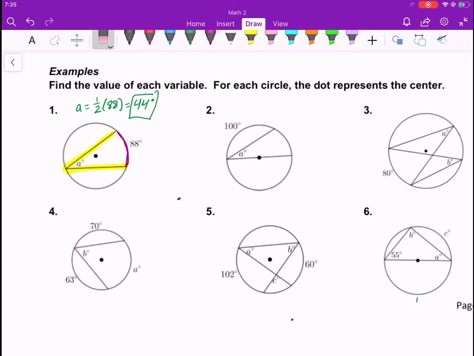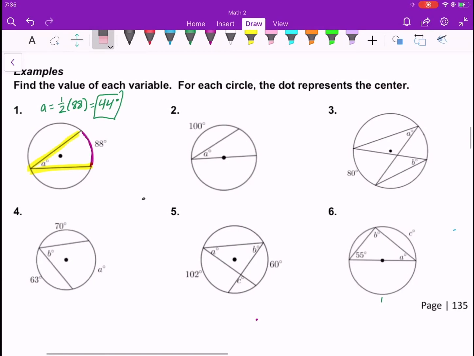I don't know what's happening right there. I've got some random points here.